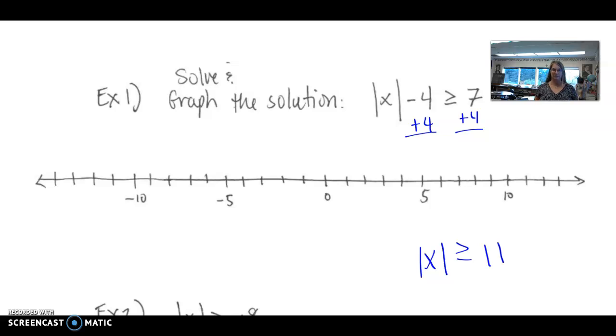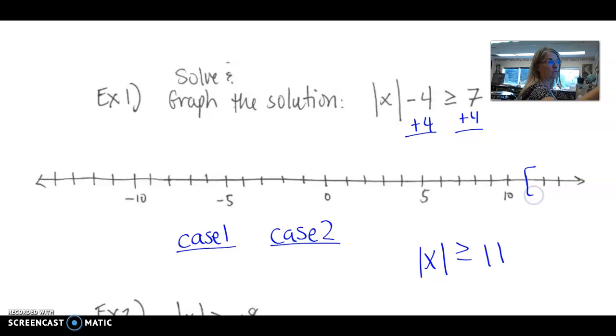So now I'm going to put this into the cases so that it looks familiar, like what we were doing with the equations. So if I have case 1 and case 2, I'm just going to graph it first, and then I'm going to show you how that relates to the two cases. If it's going to be greater than or equal to 11 units from the origin, that would be over here at 11, going this way, because it's greater than 11 units away, or equal to, so that's why I'm using the square bracket. And then also over here.